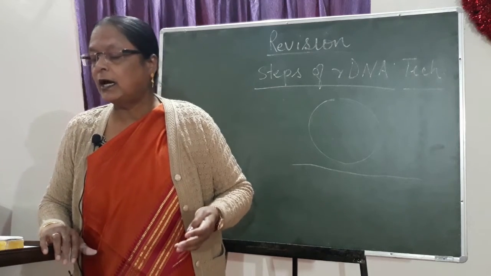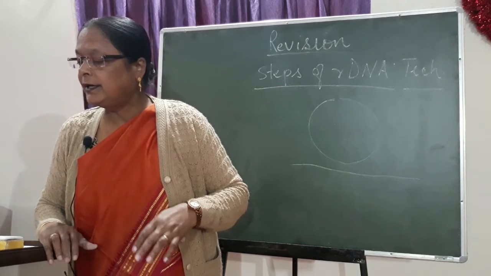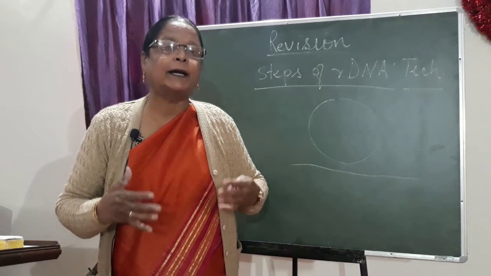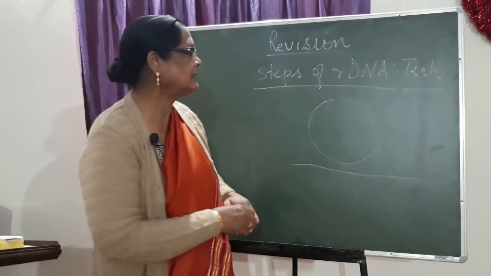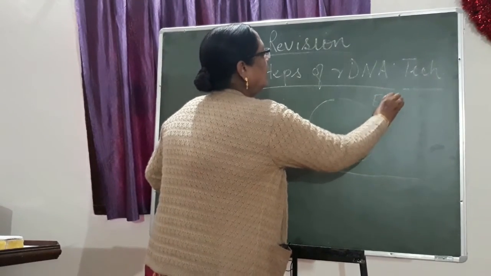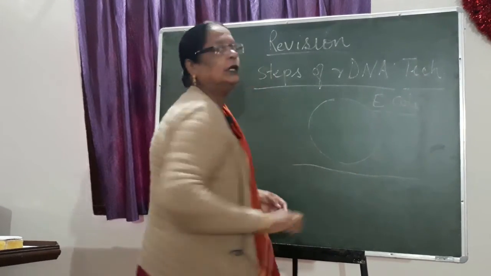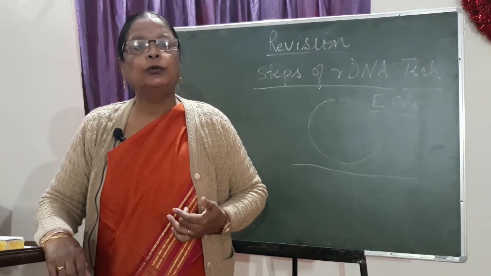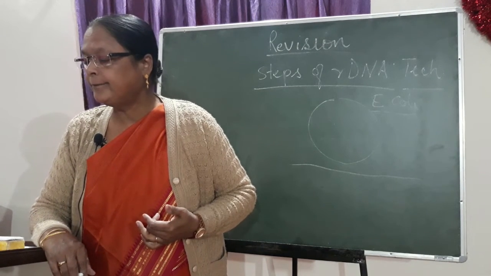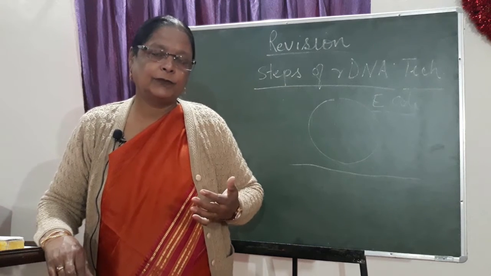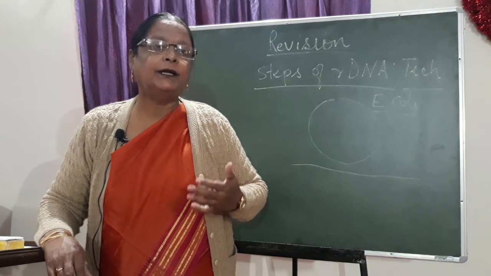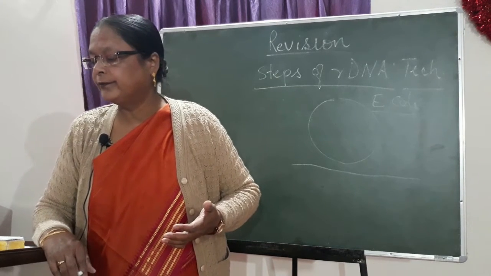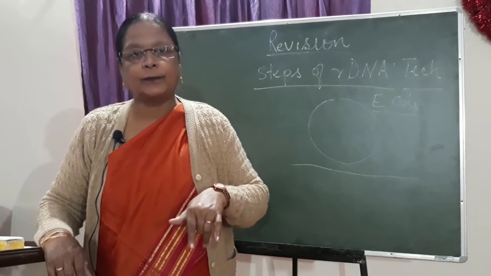Then what happens? Now the recombinant DNA is reinserted into the bacterial cell. Here, as I told you, the bacterial cell that we had taken was E. coli. So we will transfer this rDNA into the bacterial cell, that is E. coli, and the bacterial cell, because of the recombinant DNA, is getting transformed. Then comes the next step.